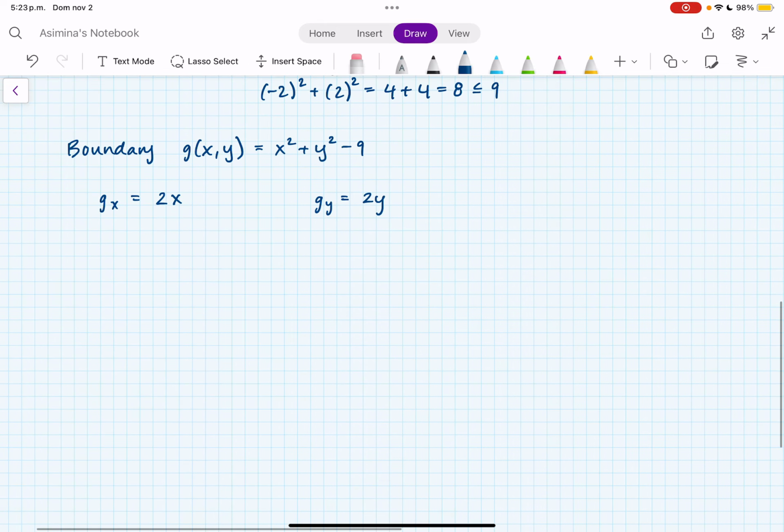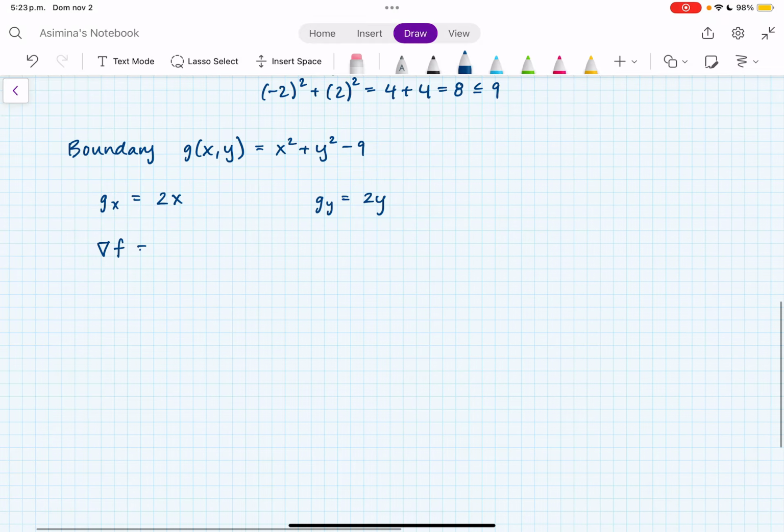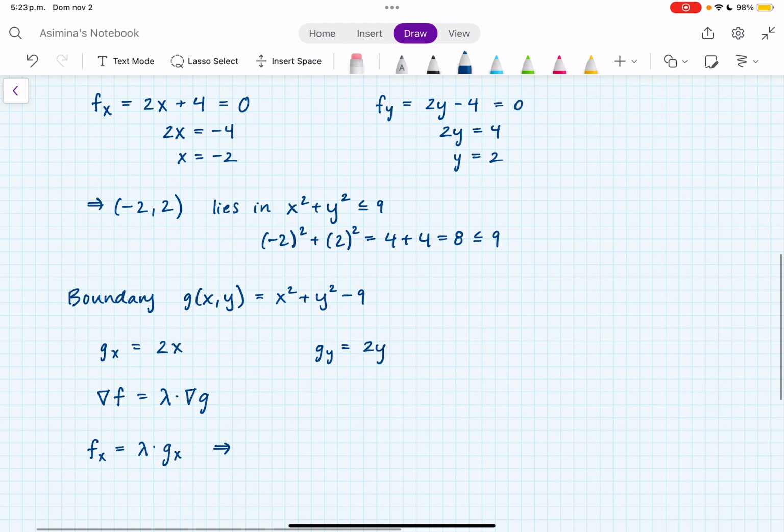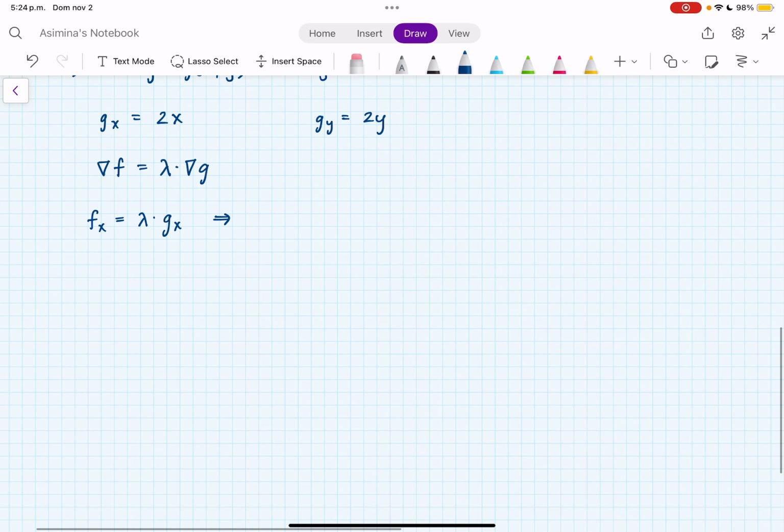So we have that. I'll write that down. We want to check this, or find all x, y, z such that this is true. Now we can first do this for x. So the derivative of f with respect to x should equal lambda times the derivative of g with respect to x. So what is that? Well, for fx, we got 2x plus 4. So this is telling me that 2x plus 4 equals lambda times gx, which is 2x.